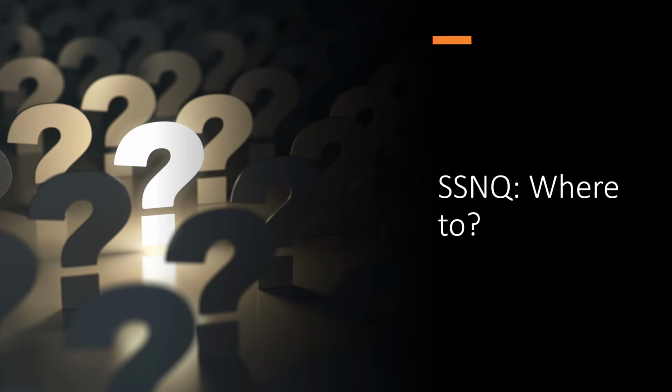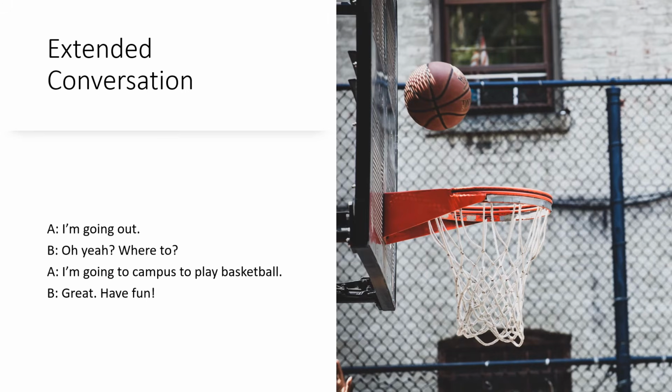Let's extend the conversation and look at other types of ellipsis to solidify to in your mind. I'm going out. Oh yeah, where to? I'm going to campus to play basketball. Great, have fun.